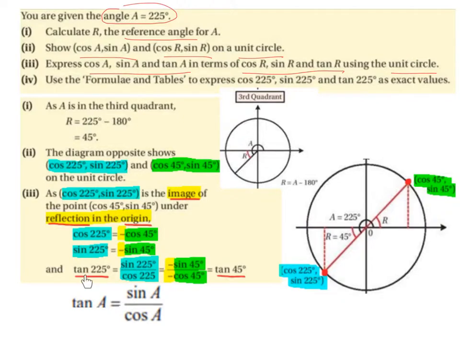So tan 225 degrees is going to be sine 225 degrees over cos 225 degrees, because tan of A is equal to sine of A over cos of A. This comes from our formula book. And we can swap sine of 225 degrees for minus sine 45 degrees, and cos of 225 degrees for minus cos 45 degrees. And a minus divided by minus is a plus. Sine over cos is tan, so we get tan of 45 degrees.